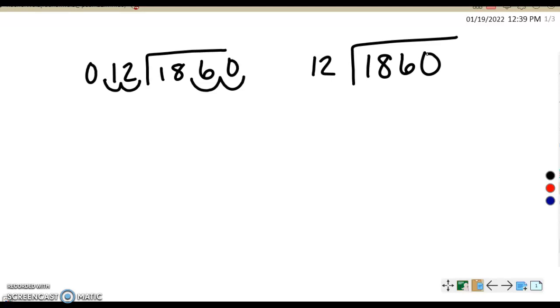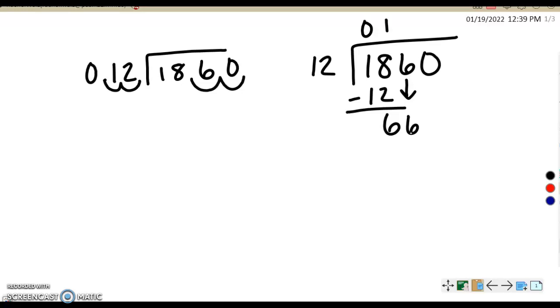So 12 doesn't go into 1, but it does go into 18. You can go in there 1 time. 1 times 12 is 12. Subtract, and we get 6 left over. Bring down the 6. You'll notice the steps are all the same. Divide, multiply, subtract, bring down.